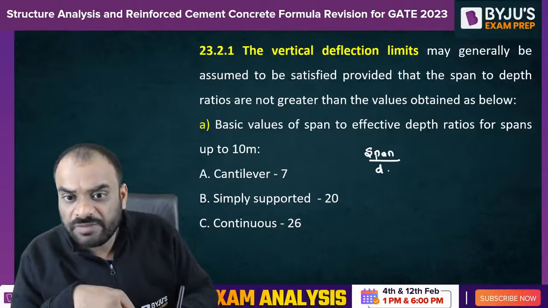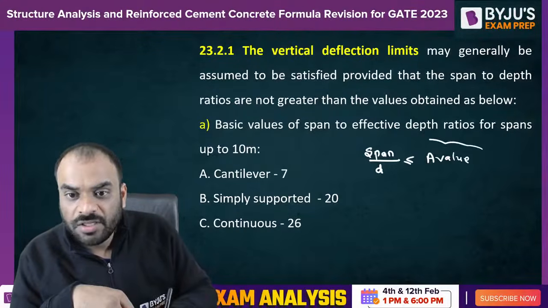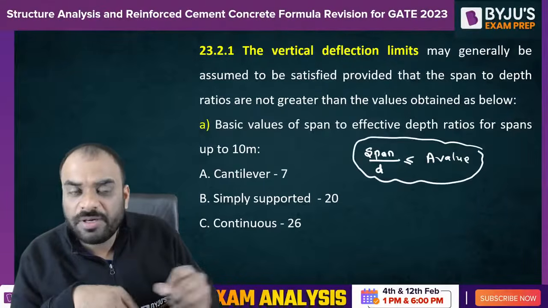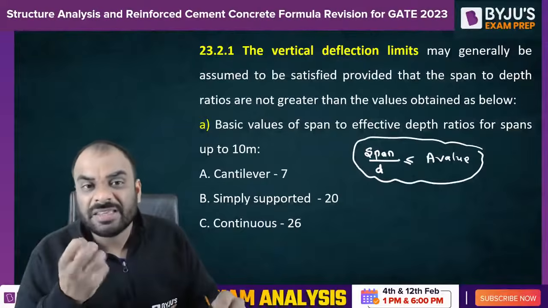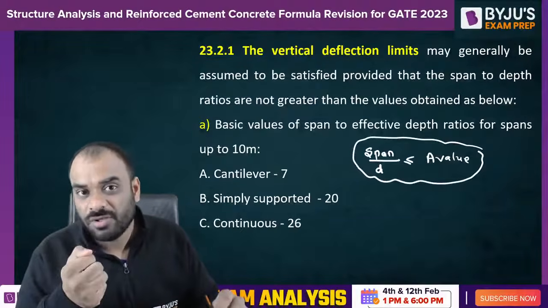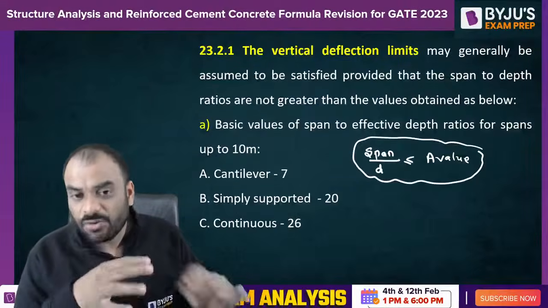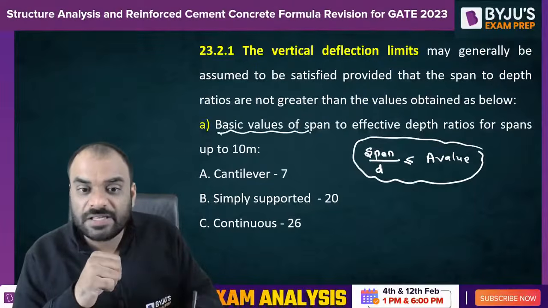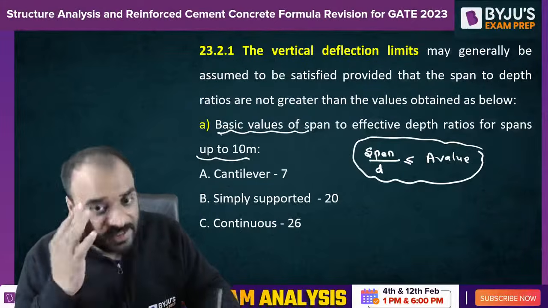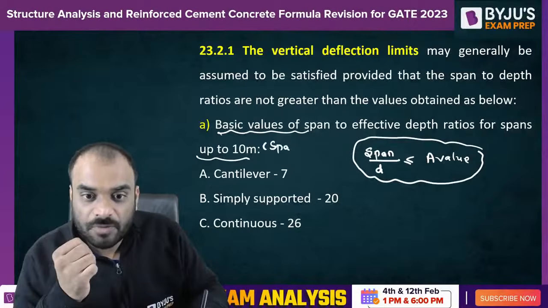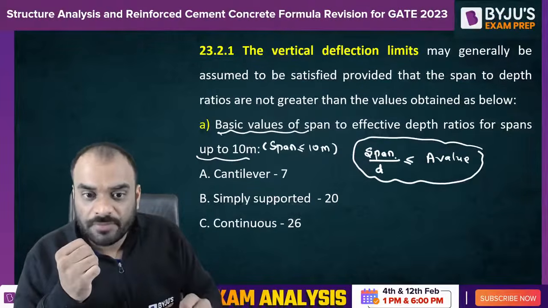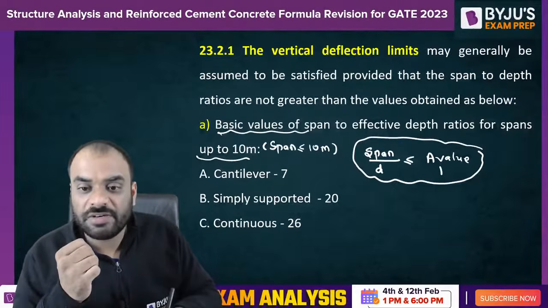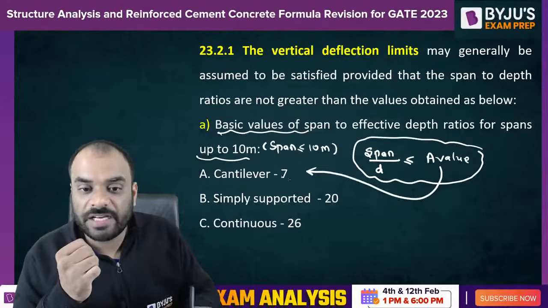Span by small d value should be less than or equal to a value, right? Now, as per this formula, we are able to assume certain value, or we are able to calculate the minimum requirement of the depth of the beam, right? Now, let us suppose if your span is less than or equal to 10 meter, let us consider the span of beam is less than or equal to 10 meter, then you can use this formula, and this a value will depend upon the different type of beam. If it is cantilever, it is 7.